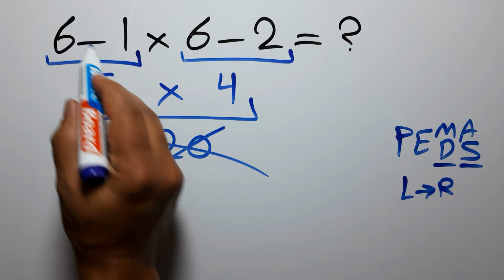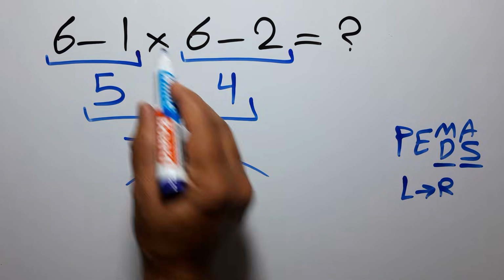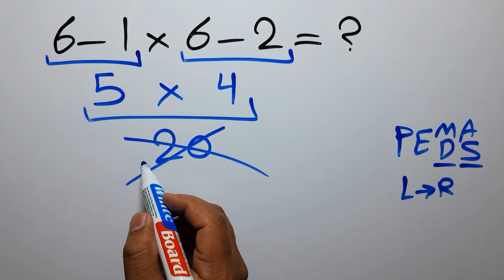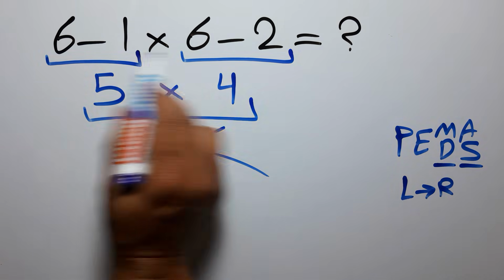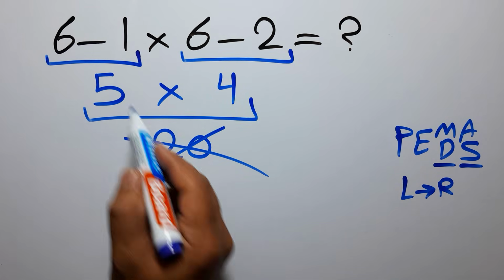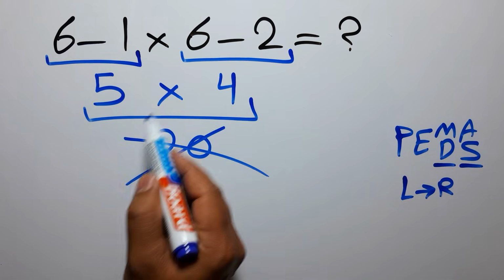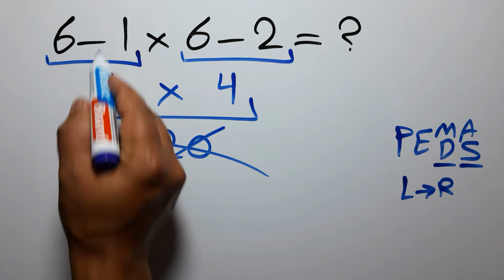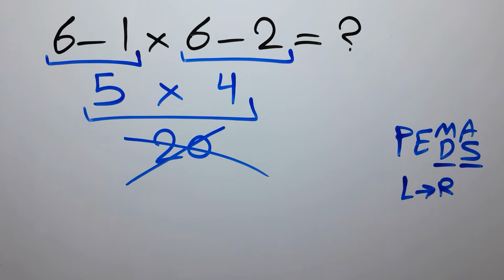In this expression, we have 2 subtractions and 1 multiplication. According to PEMDAS, multiplication has higher priority than subtraction because multiplication comes before subtraction. So here, first we have to do this multiplication, then this subtraction, and finally this subtraction. If we do this subtraction or this subtraction before this multiplication, it is wrong.